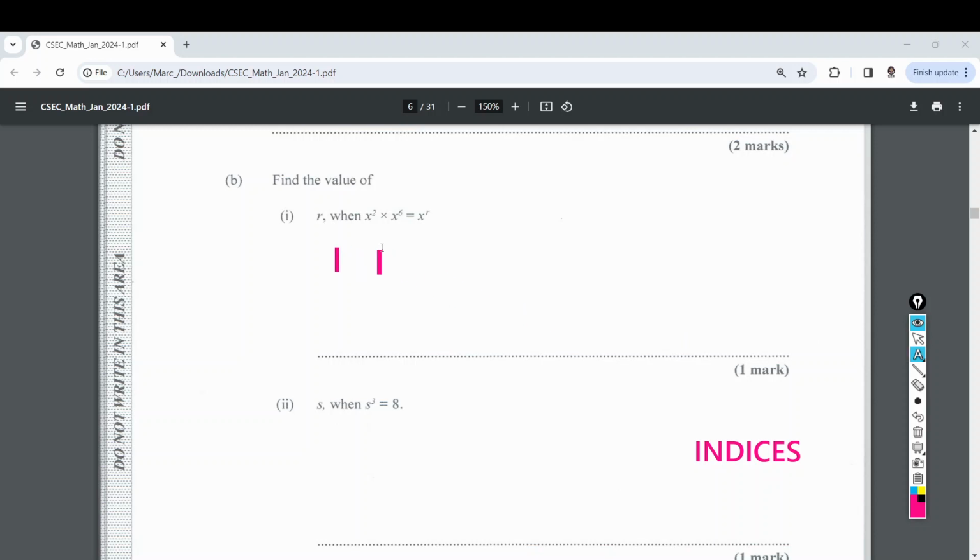So that's pretty easy, guys. Once you have x squared multiplied by x to the 6, you're supposed to add the 6 and the 2. So you're going to end up with this being equal to x to the 8. So that's the answer right here, x to the 8. This is a pretty easy question. Therefore, r is equal to 8. Very easy indices question. Let's do the bottom one down here as well.